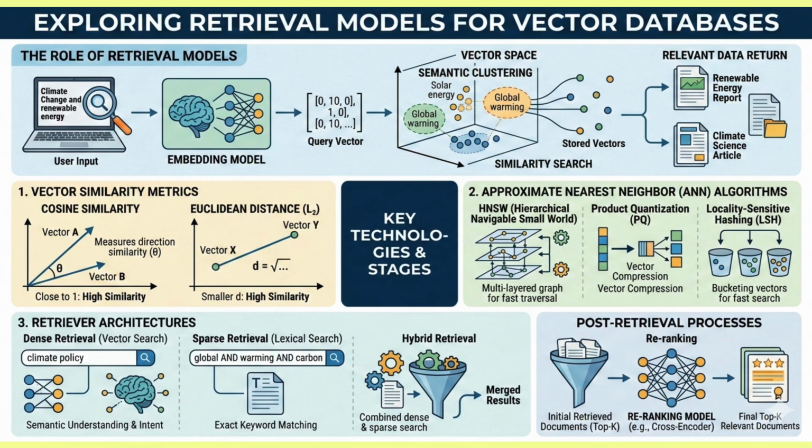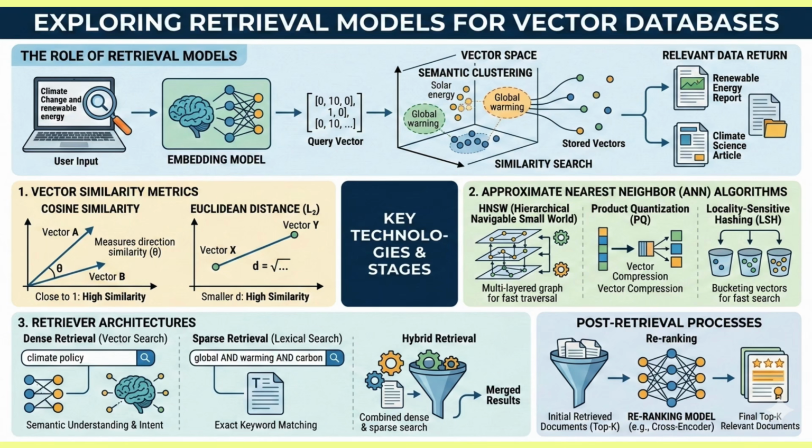And finally, we have hybrid retrieval. This powerful approach combines dense vector search and sparse search. The results from both methods are merged and often re-ranked to get the best of both worlds: contextual understanding and keyword precision.